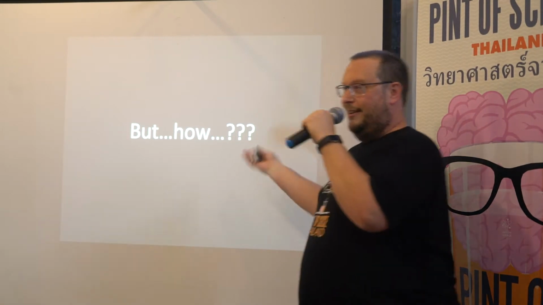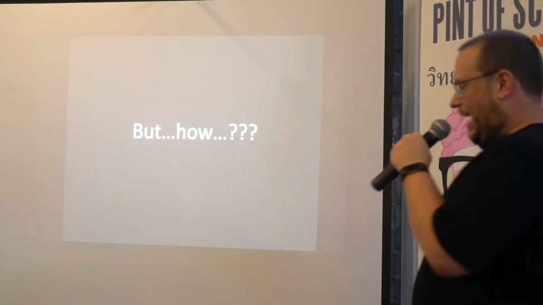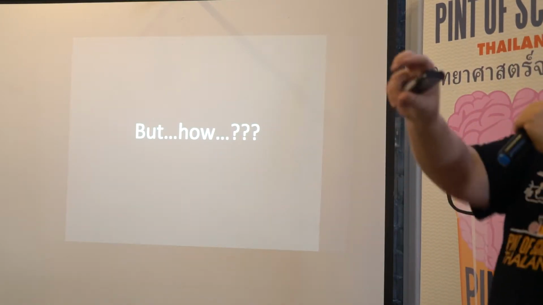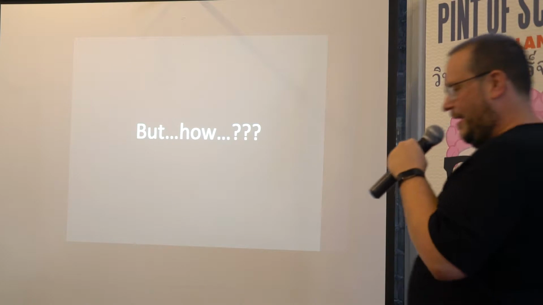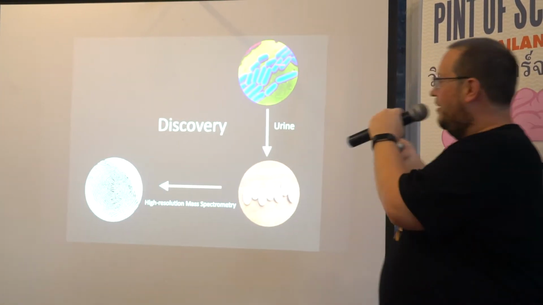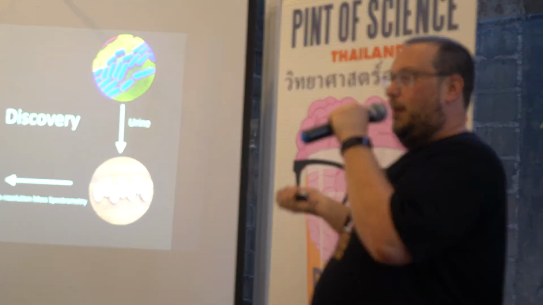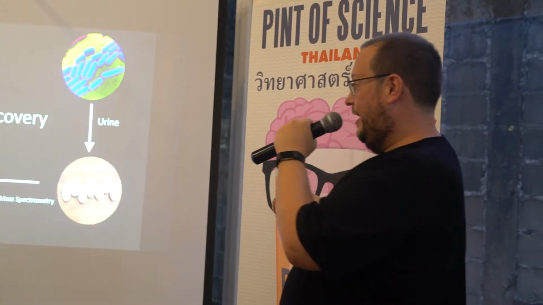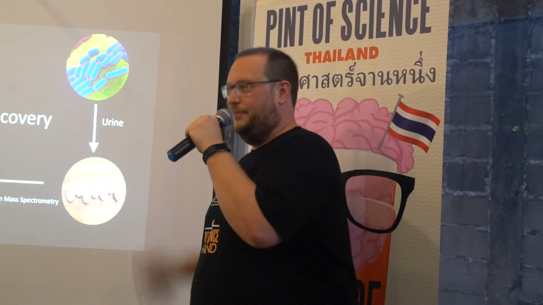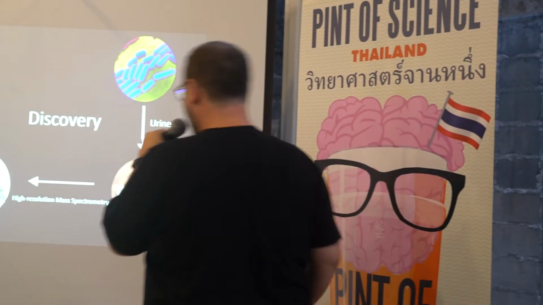Yeah, but how? Nice, right? So you have urine. How do you actually get your marker from the urine onto a little dipstick? What we do is take the urine, get rid of the other components, collect the protein, because that's the thing we're interested in, and then we use something called high-resolution mass spectrometry. It's all clear, right? Everything is fine.